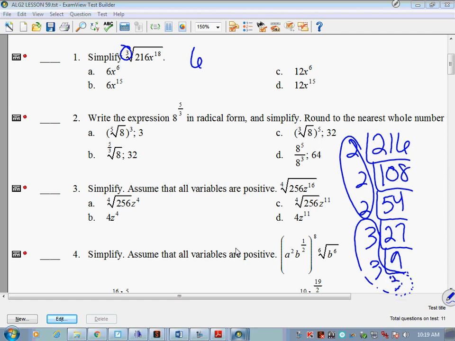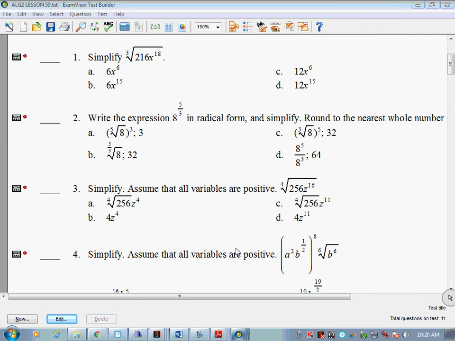Now, if you'll remember, what is the relationship between 3 and that 18? I'm going to take 18 and do what with 3? Divide it by 3. What's 18 divided by 3? 6. So I get 6x to the 6th is the simplified version of that. Okay, do we understand that? Do we understand taking the exponent of x and dividing it by the root, right? That was one of the very first things that we looked at here. Okay?